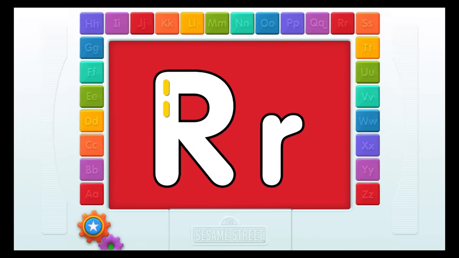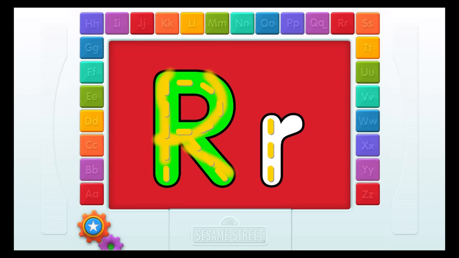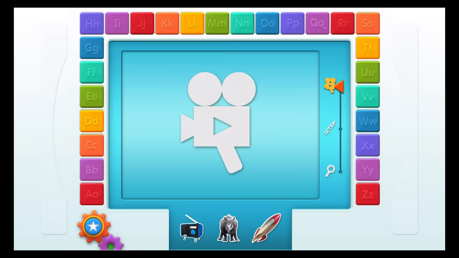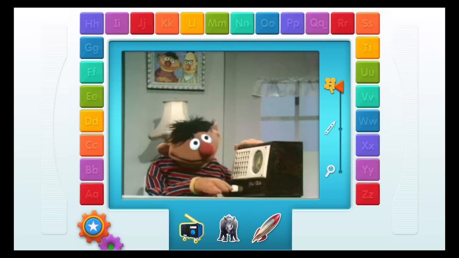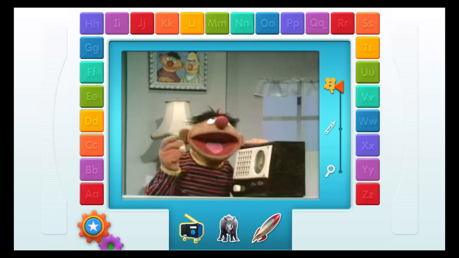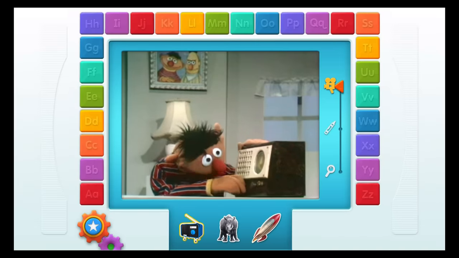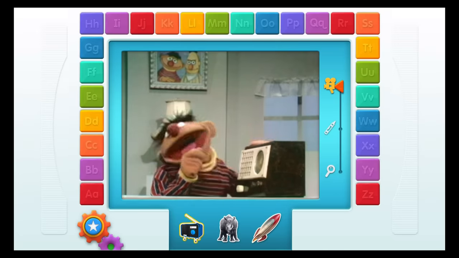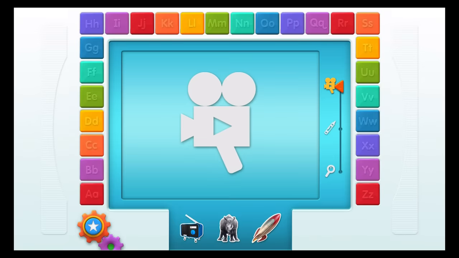R. Elmo loves this letter. Draw the letters with your finger. You drew a letter. Now make the lowercase letter. Go ahead, trace the letters. R. You did it. Oh, look. Elmo sees three things that start with your letter. Radio. Radio. Touch something else.